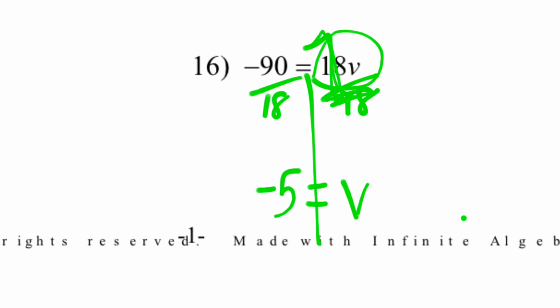If I take -5 times 18, do I get -90? Yes, I do. So I know I've done it correct.